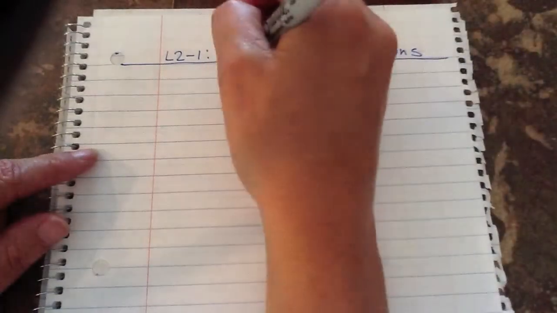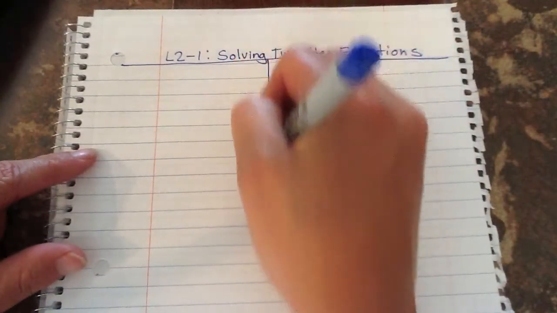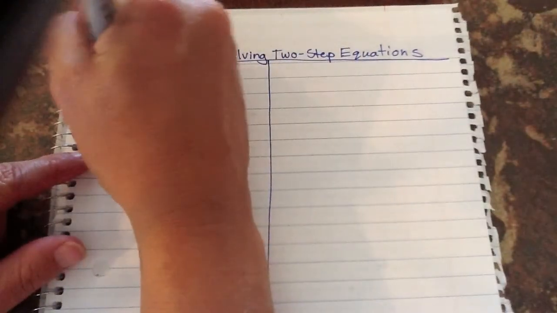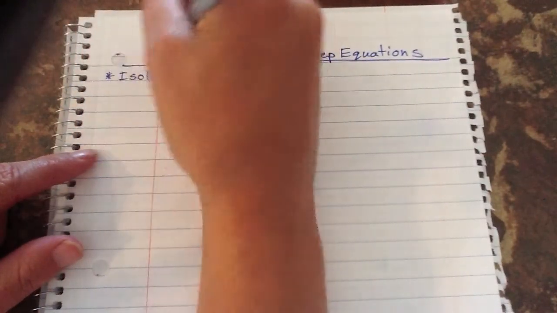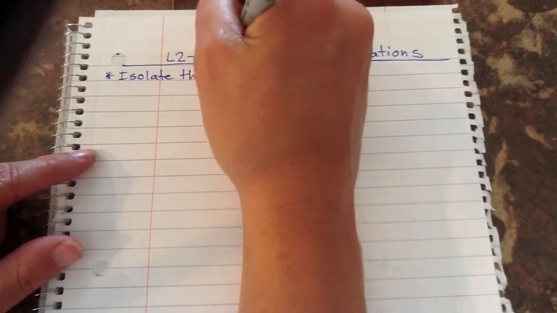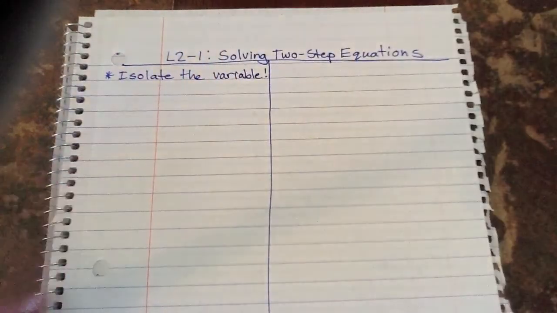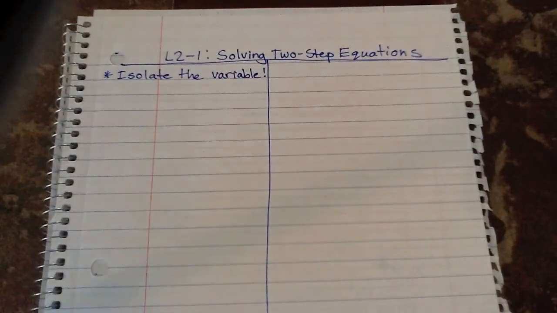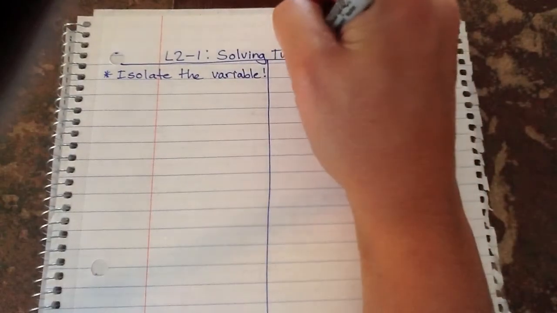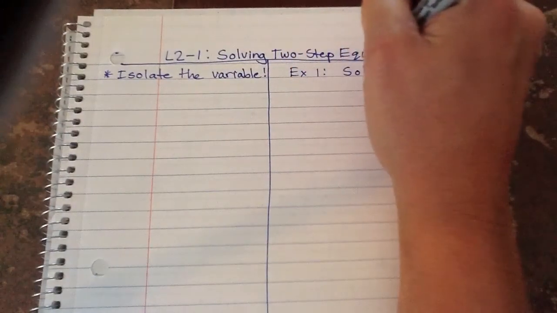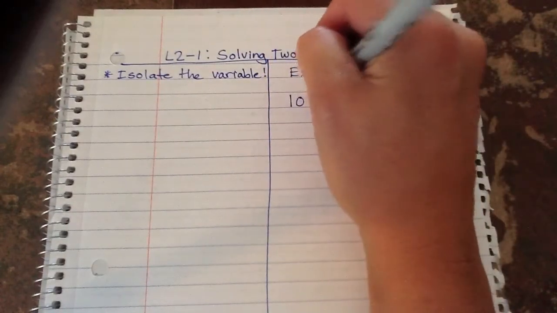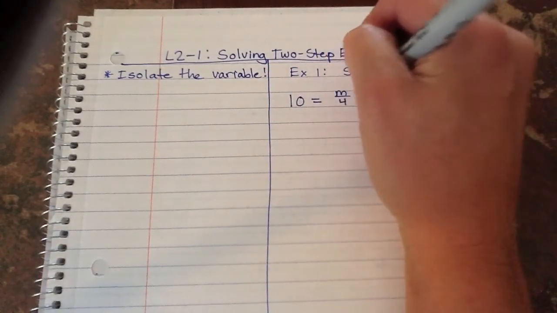So again, the main rule behind it all is to isolate the variable. Every time it says solve this equation, you know that your goal in the end is to have an isolated variable, a variable that's alone. And you always want to be moving toward that. If you're not doing that, you know you're making a mistake. So I'm going to write down example 1. Solve 10 equals m over 4 plus 2.